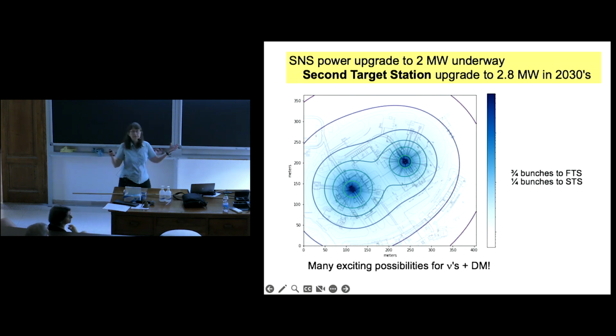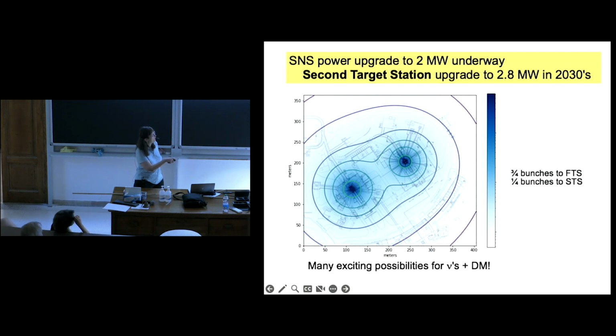The power at the SNS is being increased. It's going up to 2 megawatts very soon, and in the next decade or so there will be a second target station. This tends to be getting pushed back a little bit, but it will eventually come. Eventually there will be 2.8 megawatts distributed between the two target stations, with three quarters of the protons going to the first target station.